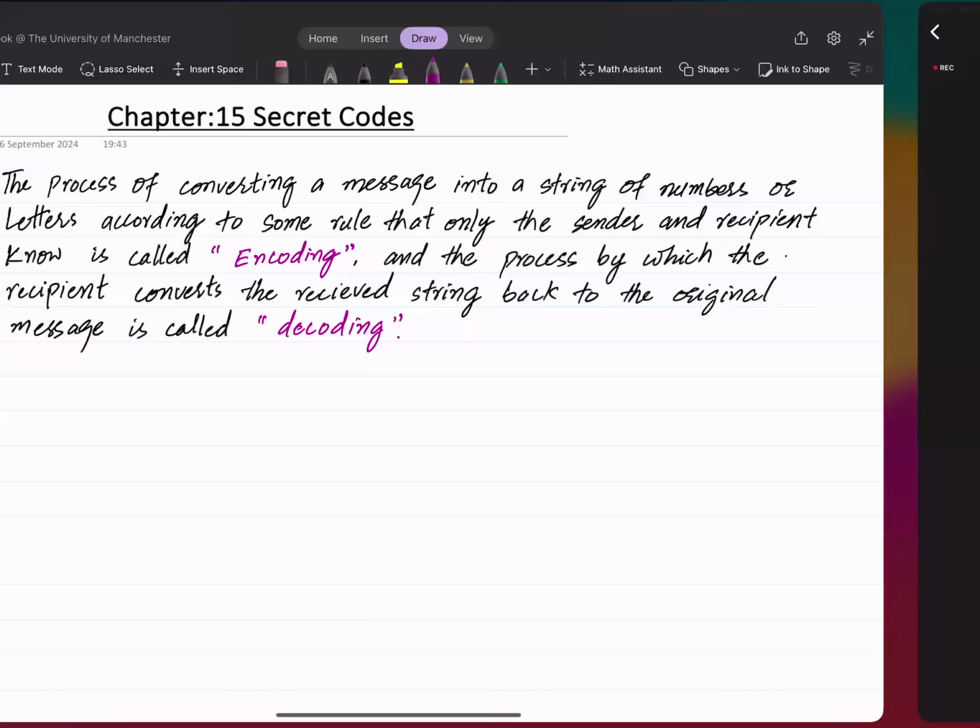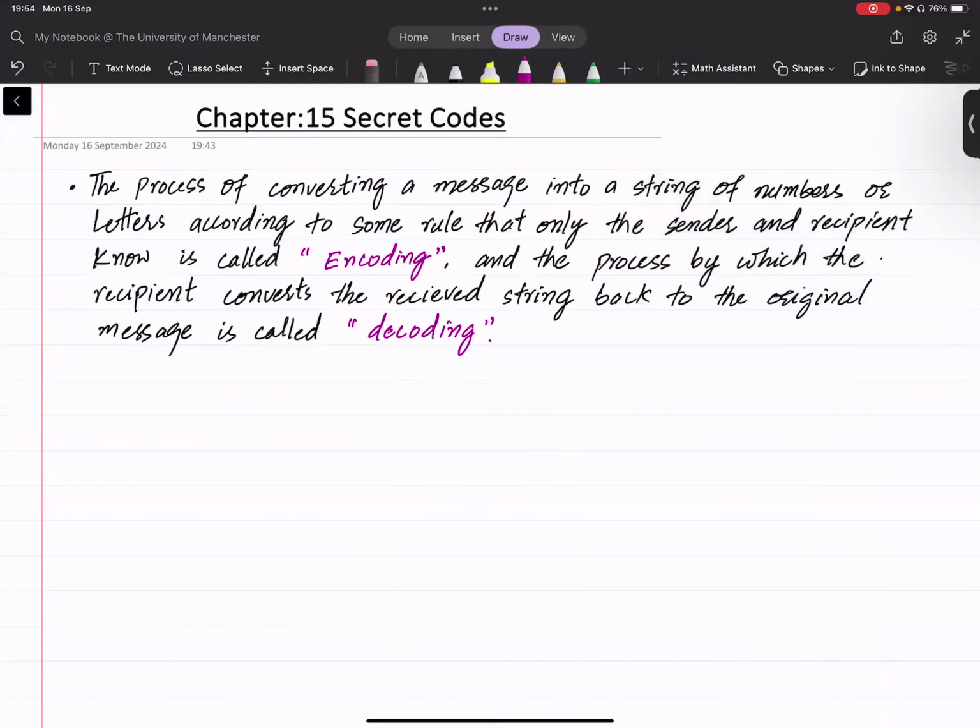Hello, everyone. In the previous chapter, chapter 14, we discussed more on congruences. There we talked about Fermat's theorem, Fermat's test, Miller's test, and other ways of finding large prime numbers and then checking whether they are prime or not. Now we are doing a chapter which needs all of that information which we have covered in the last chapters. And this chapter is called Secret Codes.